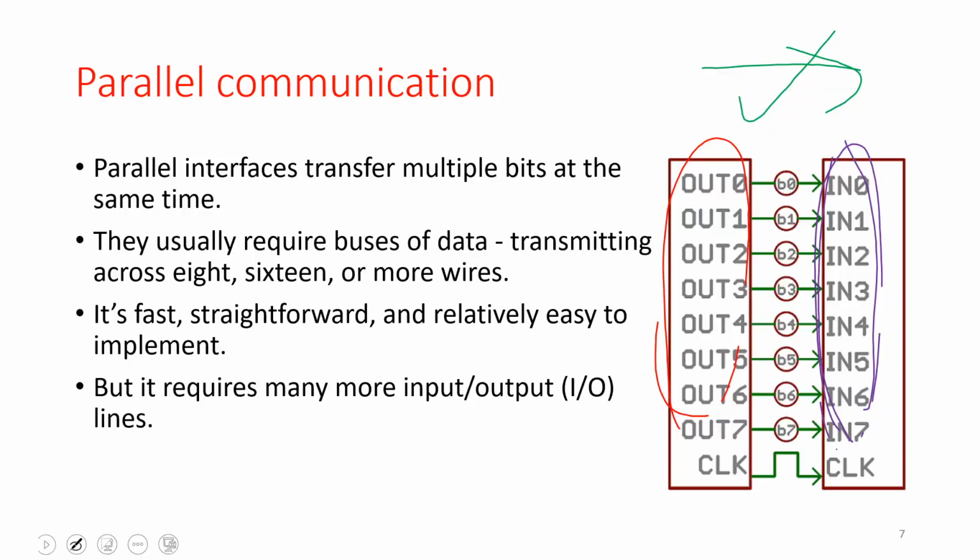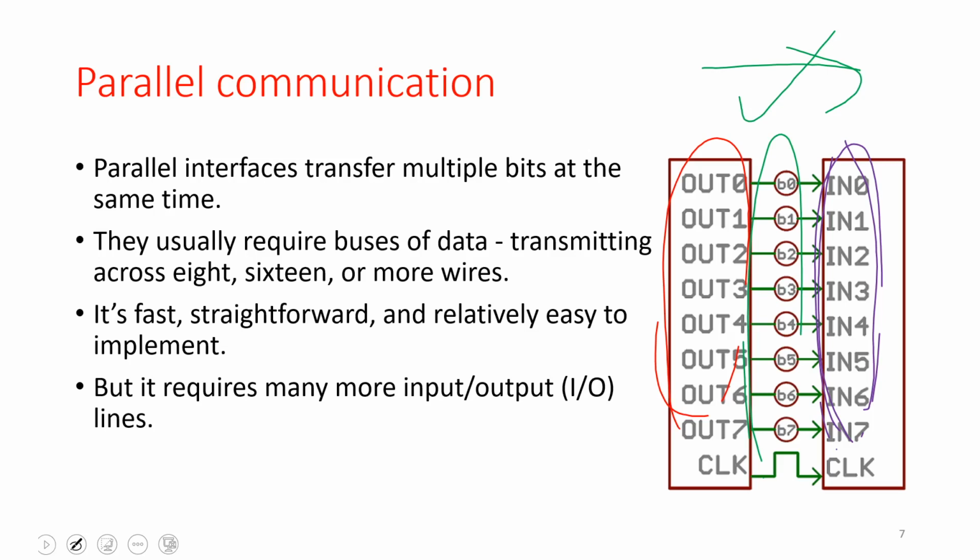The main advantage is this is going to be fast because all the bits are communicated at once. There's no time delay in between bits. It is straightforward because, again, there's no complication in terms of when the next bit is going to come and so on. And as such, it is also relatively easy to implement. There's no need to understand when the next bit is going to come, at what point to read, and whatnot. Everything is sent at the same time, received at the same time.